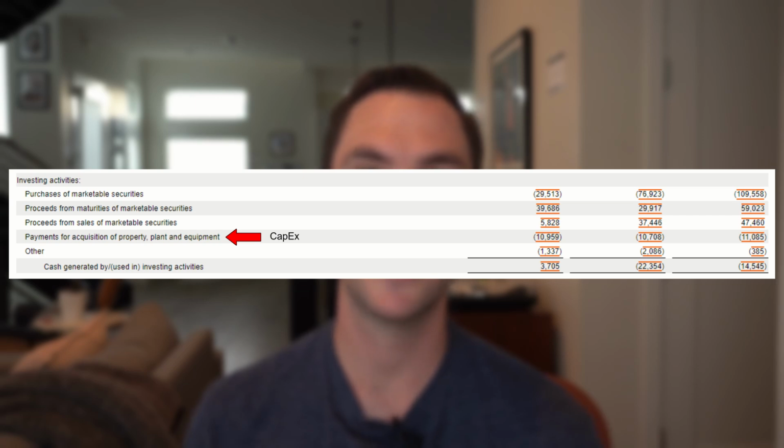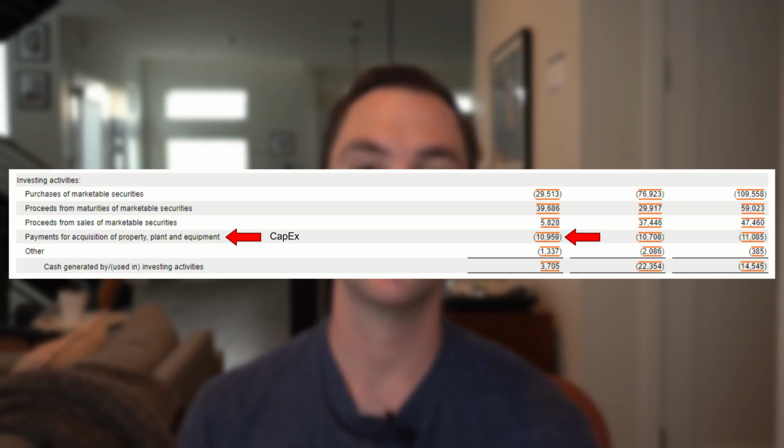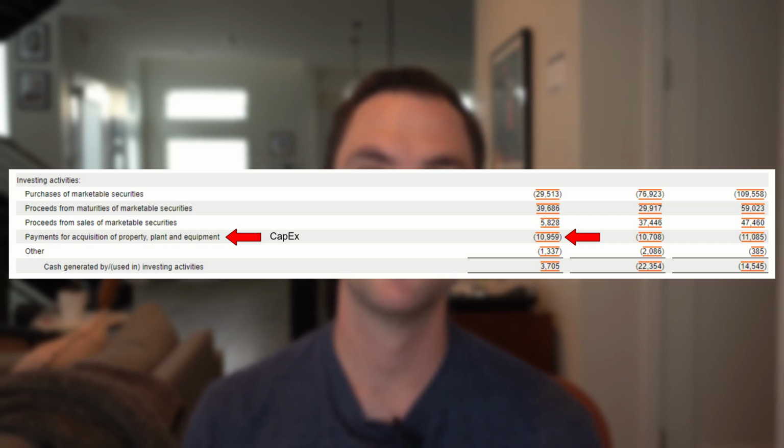Some companies will actually have a separate CapEx schedule on their 10K, but it's not consistent. So this is the best place to pull the CapEx number. One thing to note is it will be shown as a negative number, as this is cash flowing out. When I calculate my ratio for depreciation as a percentage of CapEx, I will use the absolute values here.